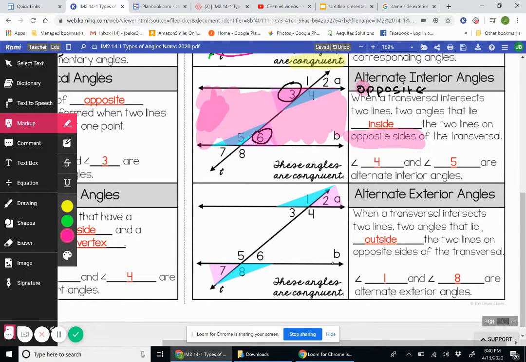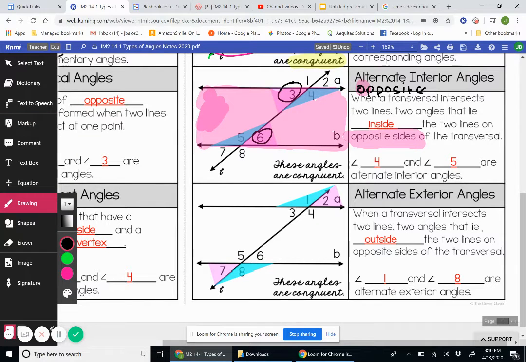Think of this as your swimming pool. If it's in the swimming pool, it's interior. So 3 and 6 are on opposite sides of the transversal. That makes them alternate. And they're in between the 2 lines. So they're interior. The other pair of alternate interior is number 4 and number 5. Those are also alternate interior.